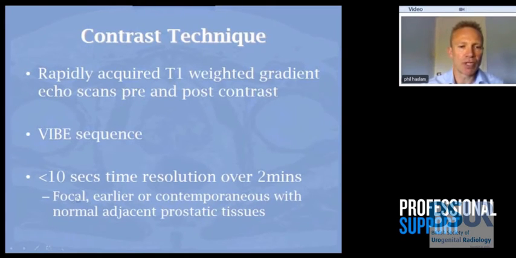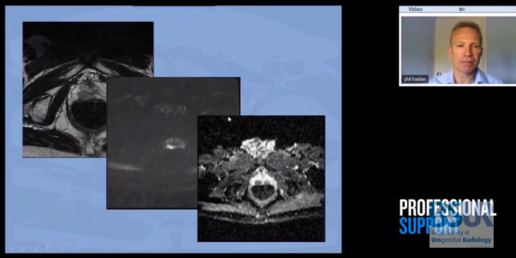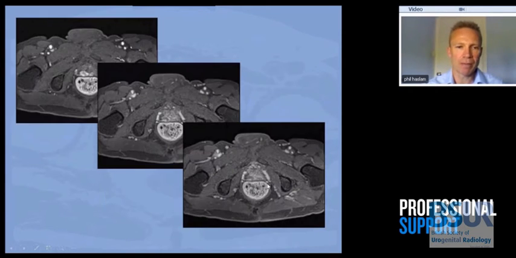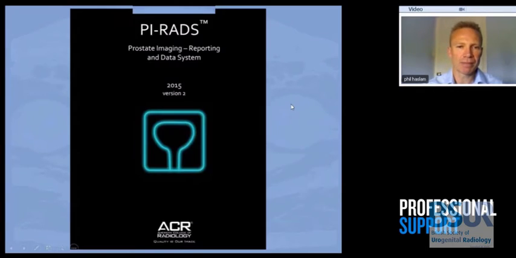So what we're looking for is focal, earlier or contemporaneous enhancement with normal adjacent prostatic tissues, predominantly earlier enhancement. Here's an example, area of low signal in the right peripheral zone. Here it is on the B1400. Here it is on the ADC map. You see there's something a little bit more subtle on the left as well. But the early enhancement is really quite noticeable on this VIBE sequence. And then you can see it washes out on the later phases fairly rapidly.